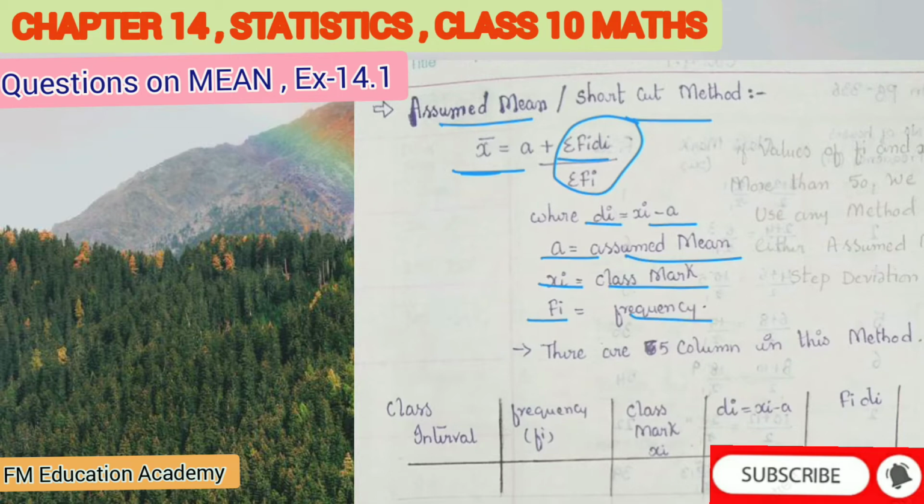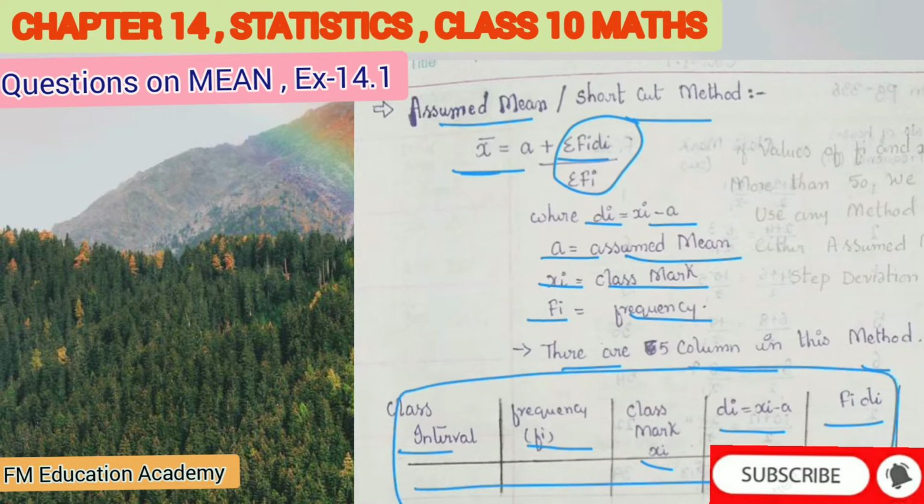So in assumed mean method we will have 5 columns. The columns will be class interval in the first column, frequency fi in the second column, class mark xi in the third column, di equals xi minus a in the fourth column, and fi di in the fifth, that is the last column. So remember this, that assumed mean method will have 5 columns and what they are.